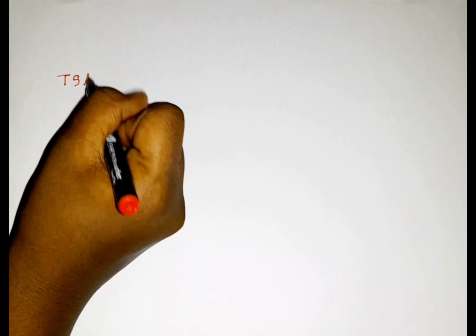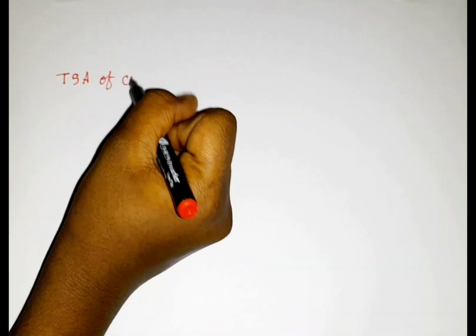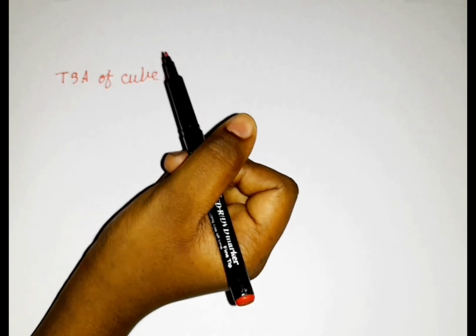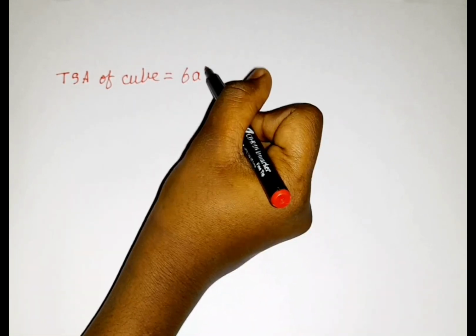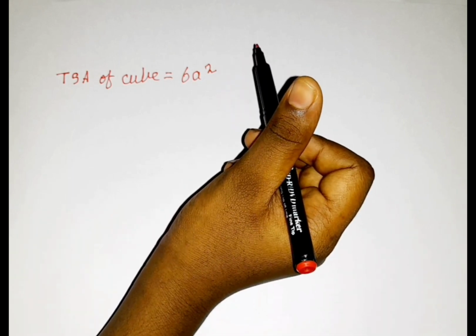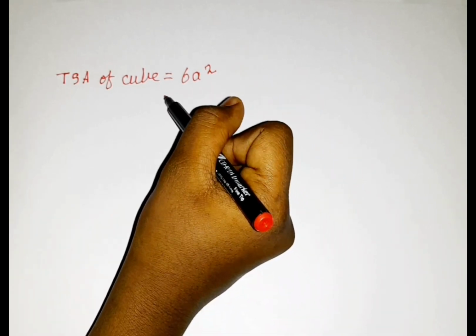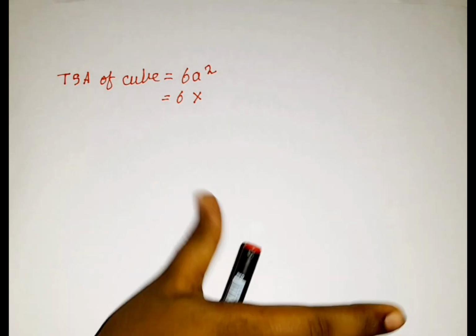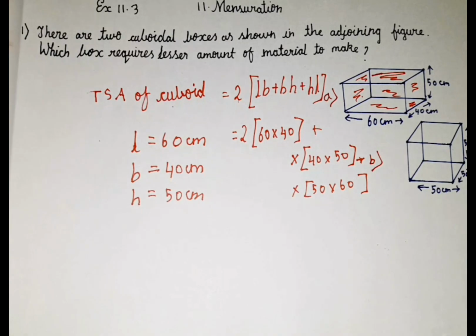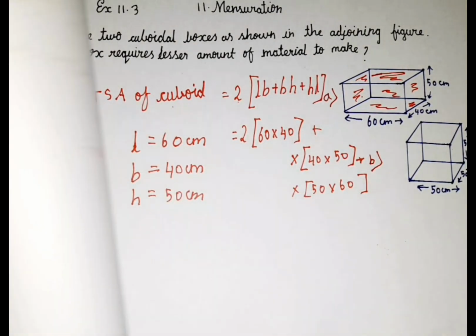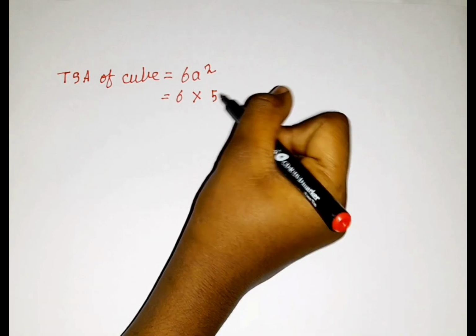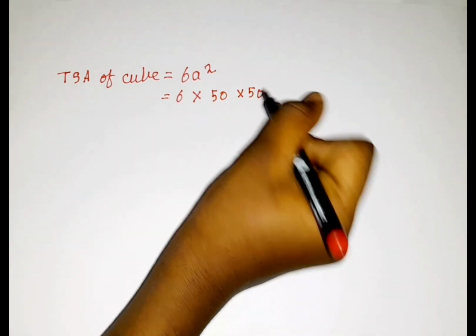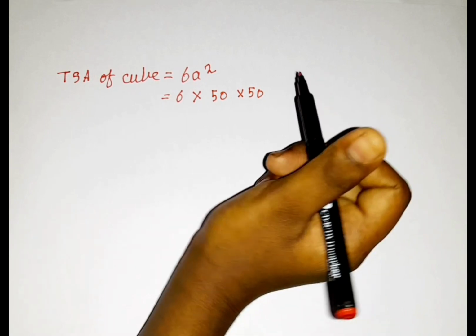So now we shall write TSA of cube. The formula, the TSA of cube is 6a square. It's really important, TSA of cube is 6a square. So here we have the value for 6. What does the a mean? It means side. So what is the side value for the cube? Let's check it out. The side value is 50 centimeter. So into 50 into 50, because a square, that's why 50 into 50.